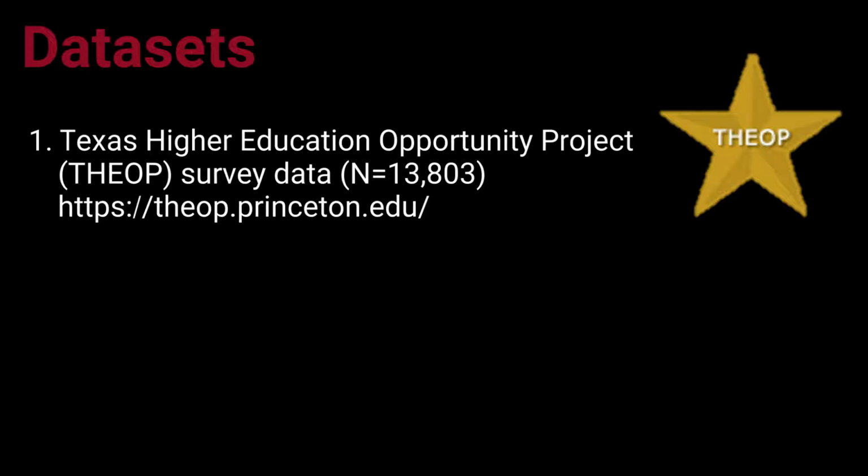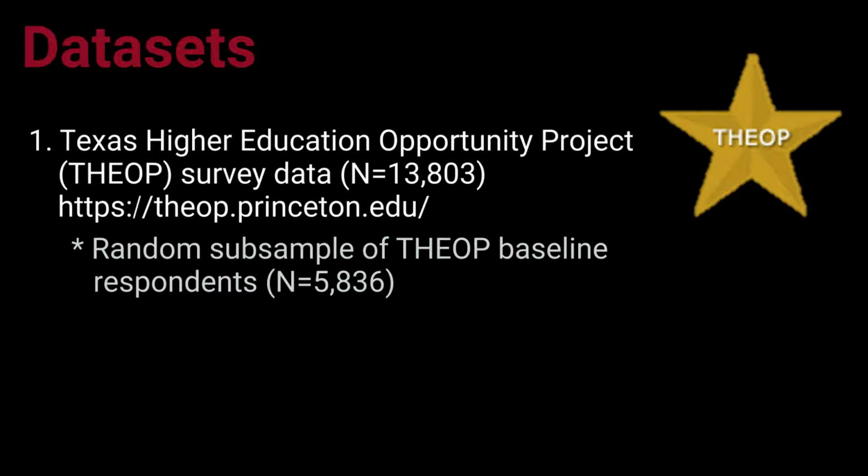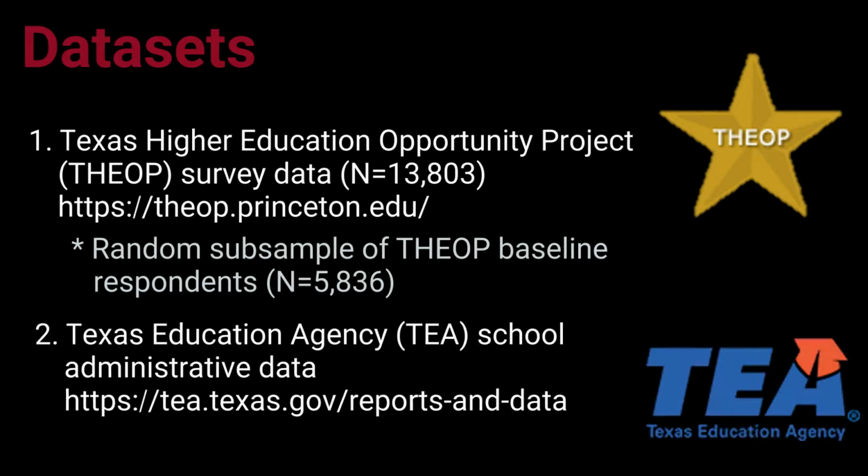And that data set had 13,803 respondents. And then due to cost, the researchers in this study used a random subsample of the baseline respondents with an N of 5,836. And researchers re-interviewed respondents by phone 1 year following high school graduation. The researchers also used administrative data from the Texas Education Agency, or TEA, on ethno-racial composition and socioeconomic heterogeneity of Texas public high schools.